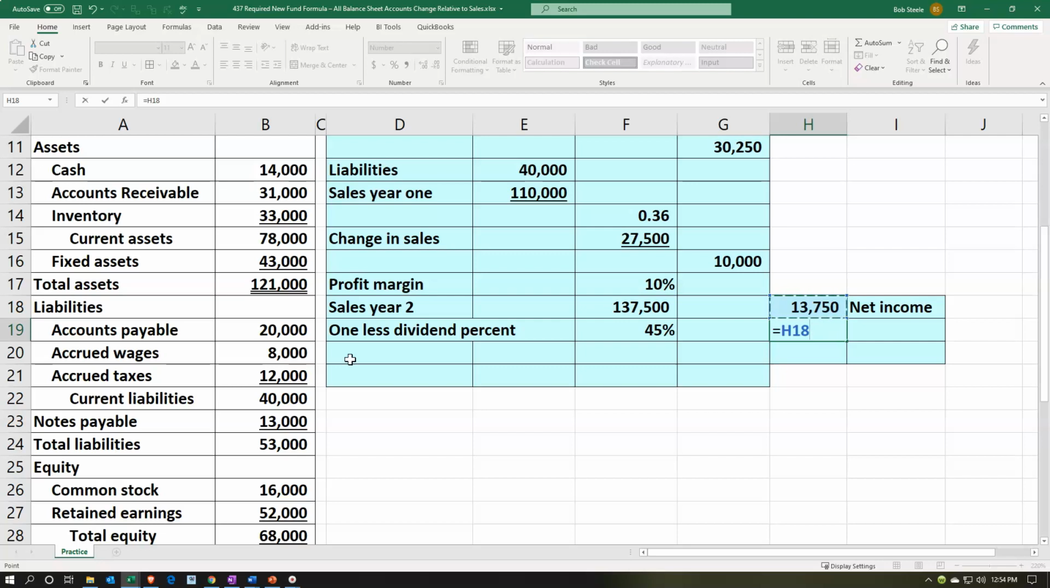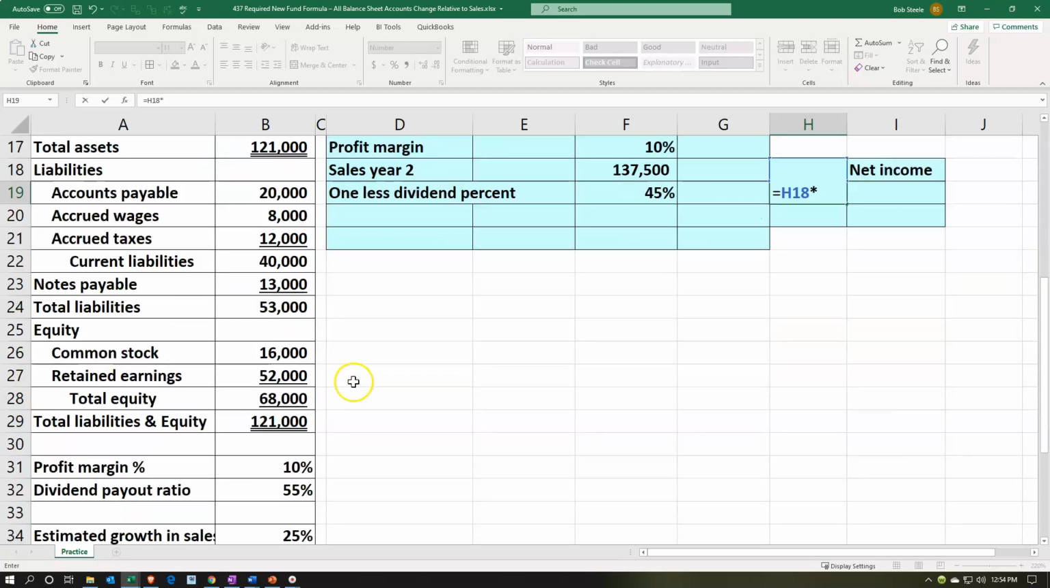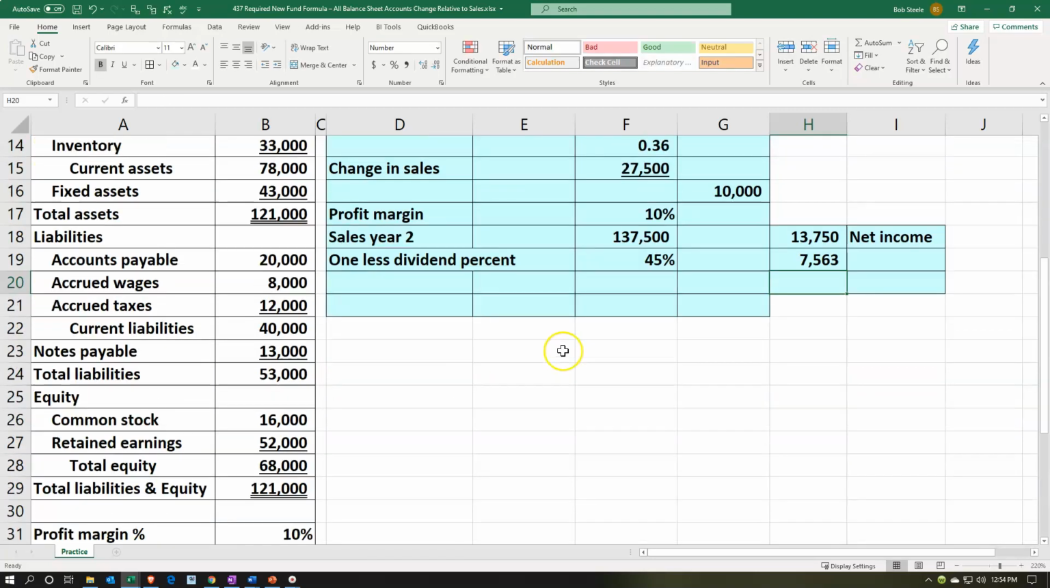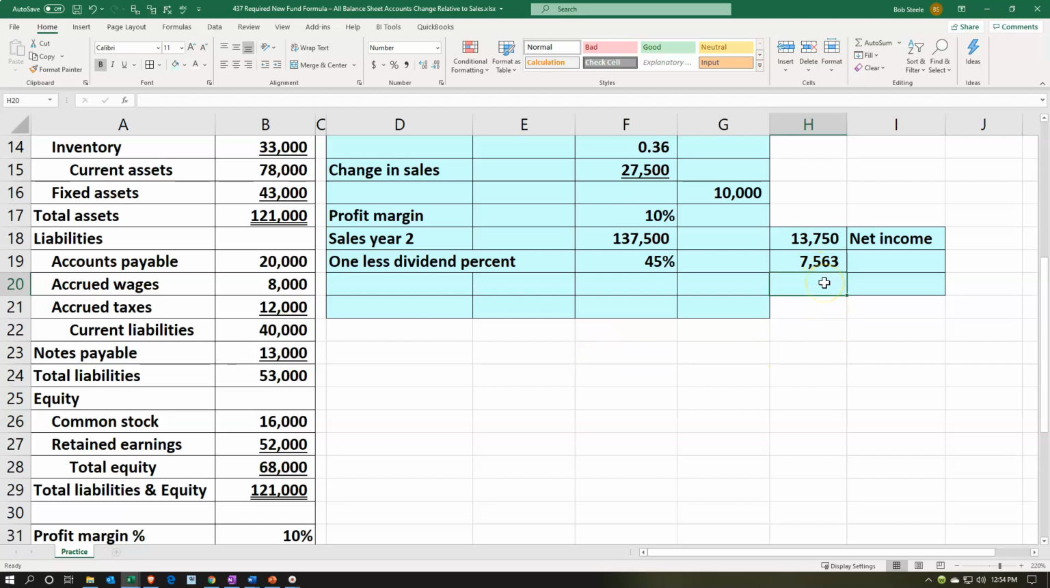This equals the 13,750 of net income, not sales, times the amount that we're going to pay out. We're paying out 55% in dividends. So that would be the 7,563. This would be the amount of dividends. So the net increase in equity would then be the 13,750 minus the dividends, or the 6,188. I'm going to underline that, home tab, font group, and underline.